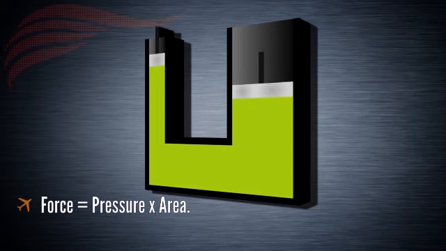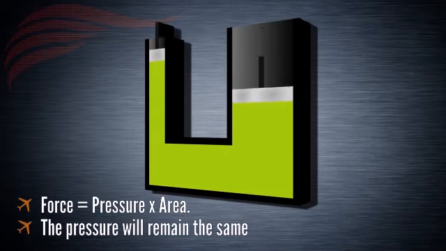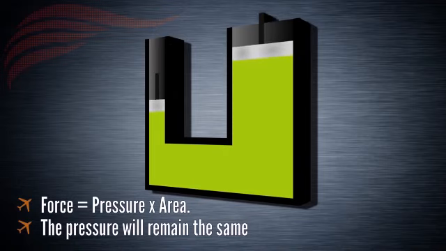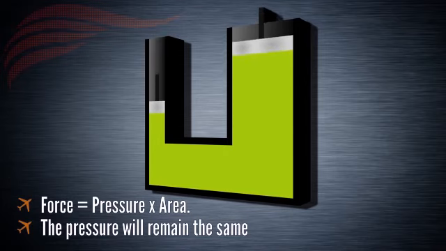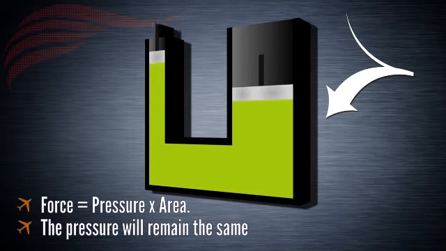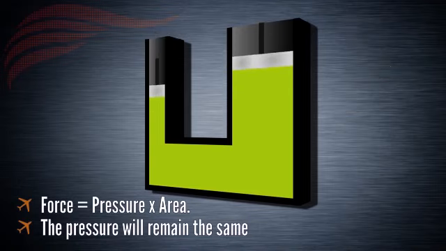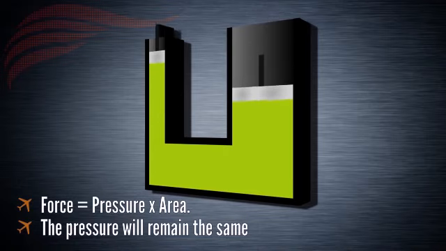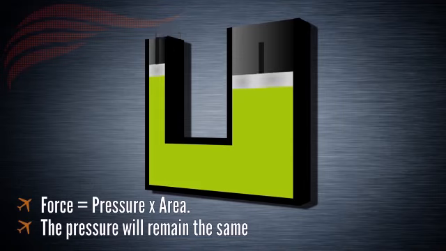Remember that according to Pascal's law, the pressure will remain the same throughout the container. This means that the liquid will exert a 5 Pascal pressure on the base of piston number 2. Force equals pressure times area, so given the 5 meter square surface area of the second piston, we'll get a 25 Newton force from it. This means that piston number 2 has exerted a force 5 times larger than the one we initially applied to the first piston. This is why hydraulics are so useful.